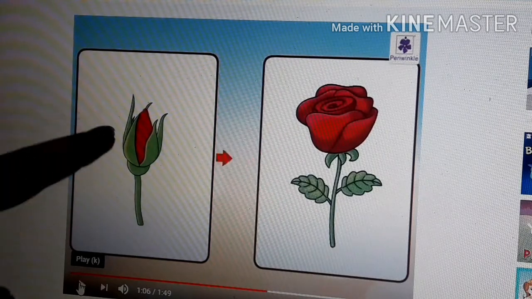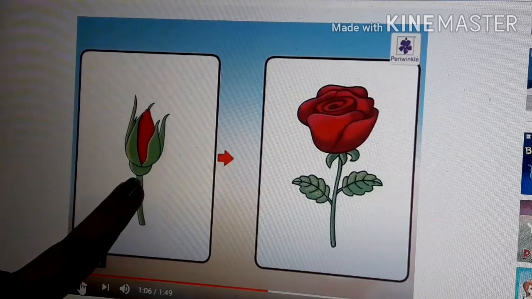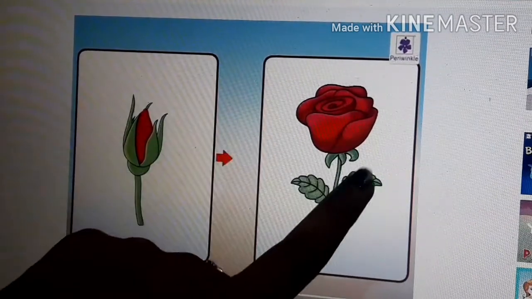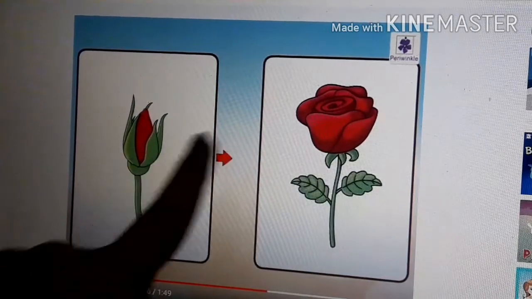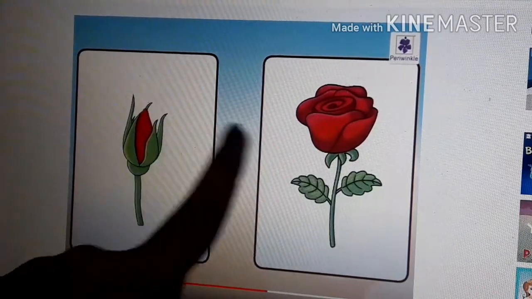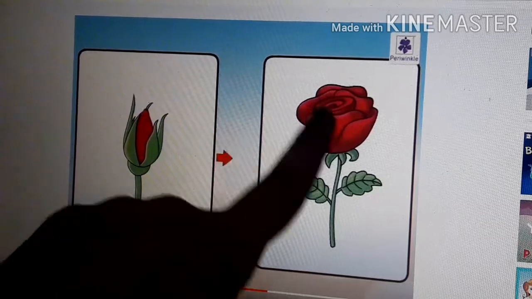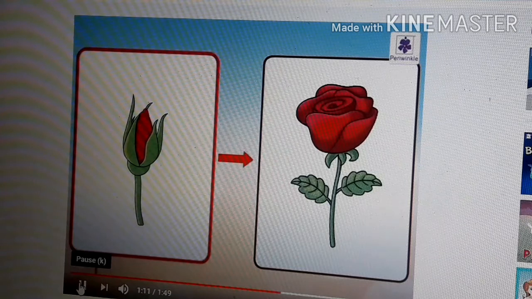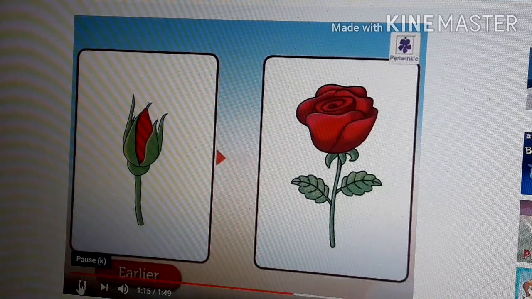So what is earlier, children? The bud is earlier and then it blooms into a flower. So this is later. This comes first and this comes second. So this is earlier, this is later. We can say that the activity of formation of a bud happens earlier, while the activity of it blooming into a flower happens later.